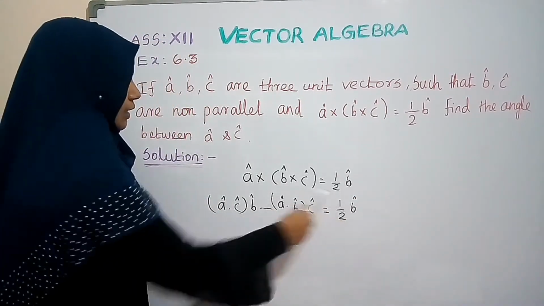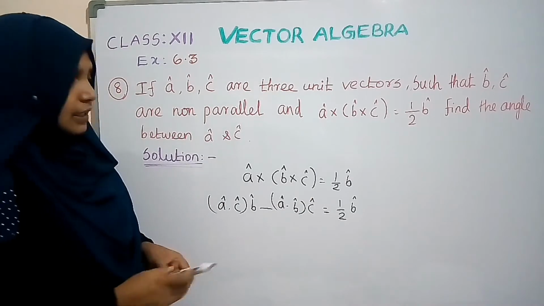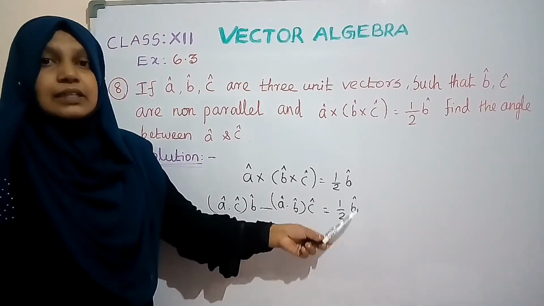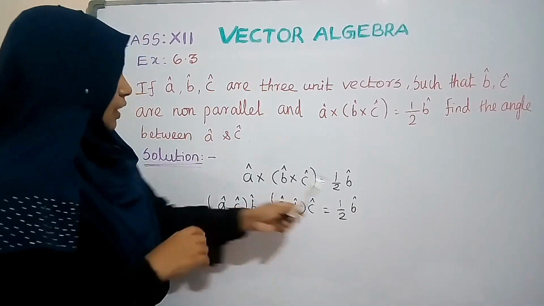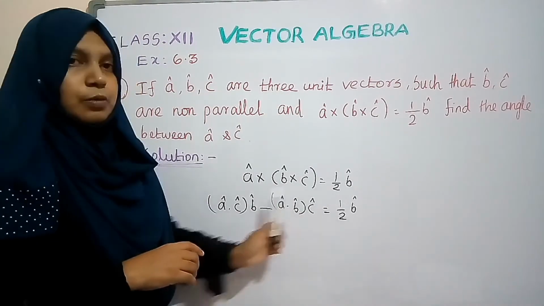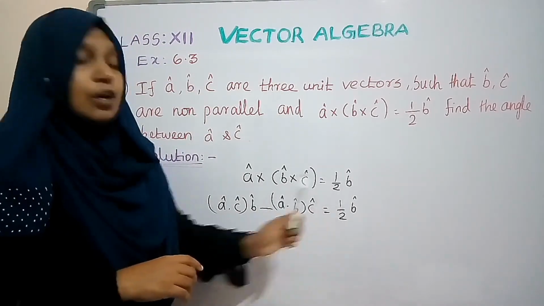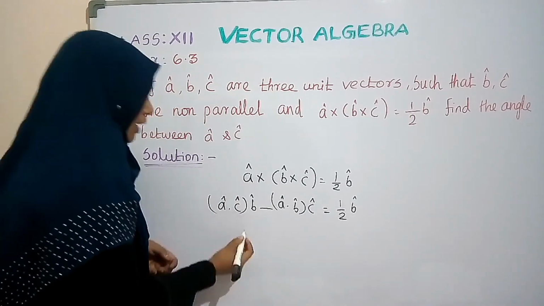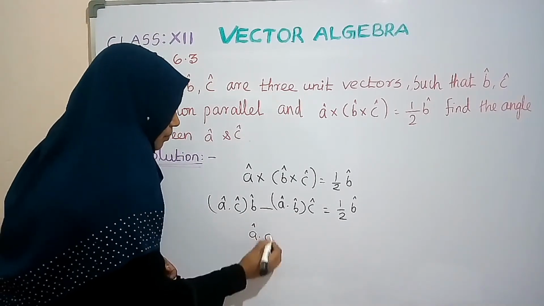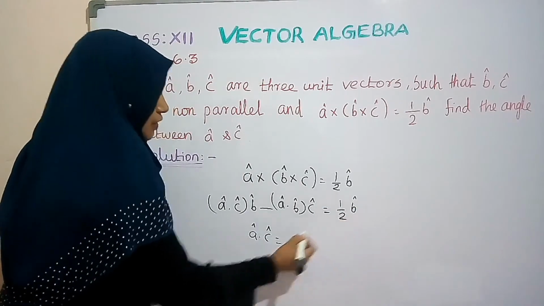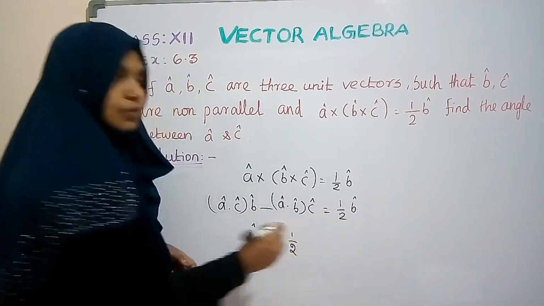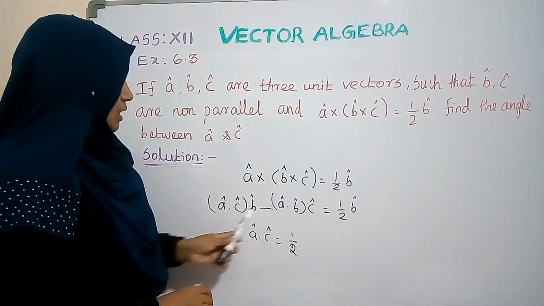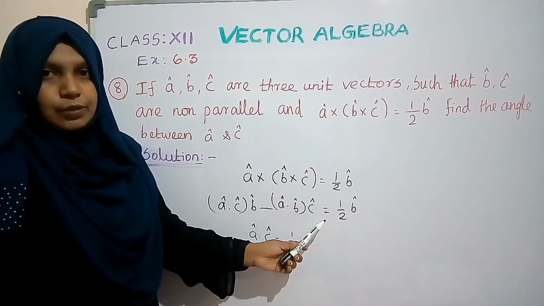So now compare these two terms on both sides. Here we have only one term and it is B cap. So compare B cap coefficient on both sides. So what is B cap coefficient here? It is A cap dot C cap. And here the coefficient is 1 by 2. So we can write A cap dot C cap is equal to 1 by 2.